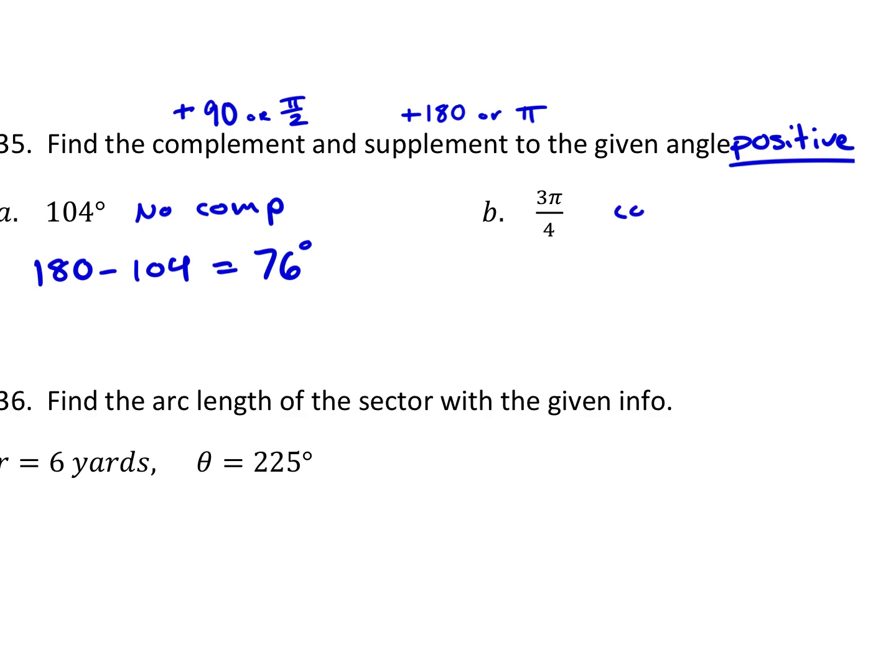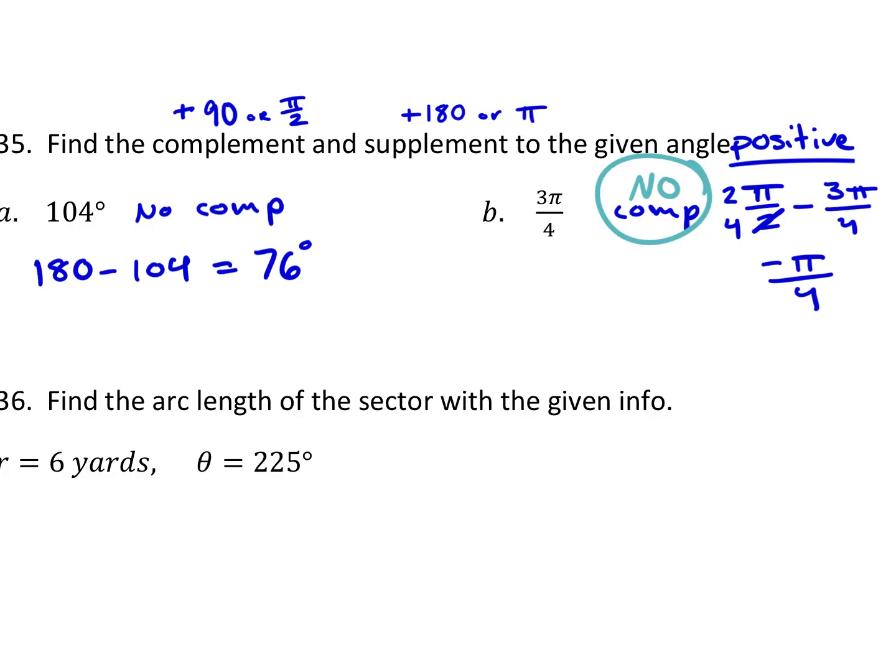For 3 pi over 4, to find our complement, we would do pi over 2 minus the angle. We need a common denominator, so I would make this 2 pi over 4. 2 pi minus 3 pi would be negative pi over 4. Can we have a negative complement? Nope, so we have no complement. To find our supplementary angle, we do pi minus 3 pi over 4. So we can make this 4 pi over 4. That would give us pi over 4. So this would be our supplementary angle.